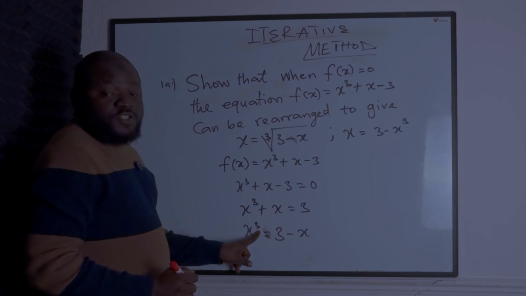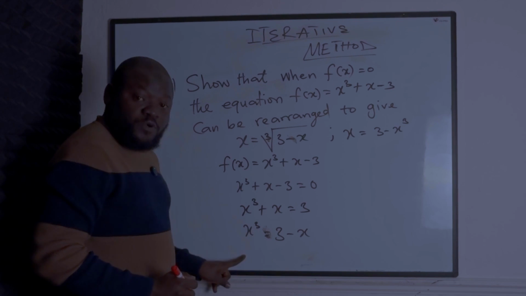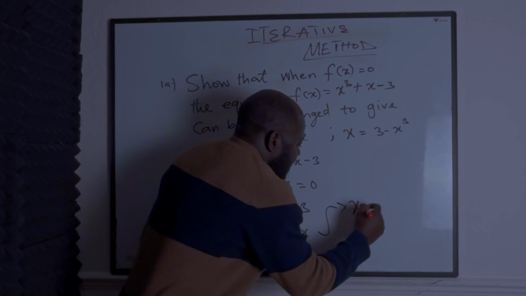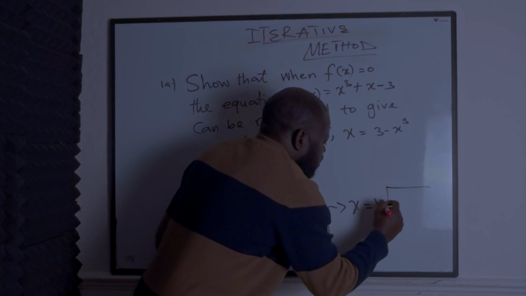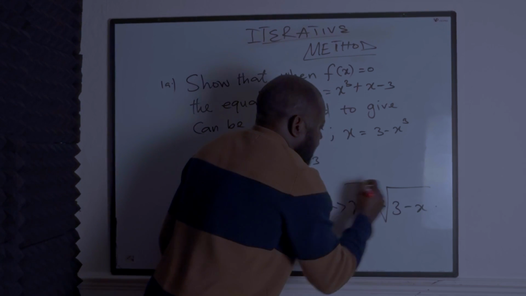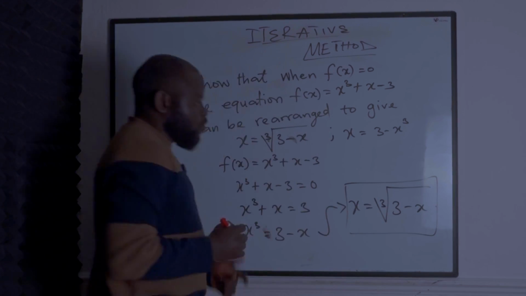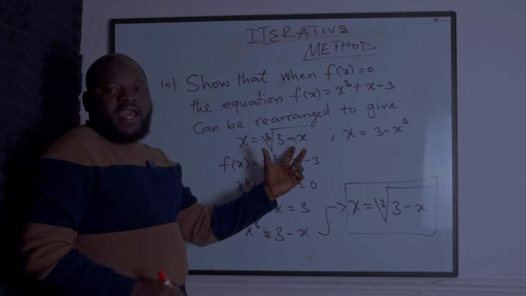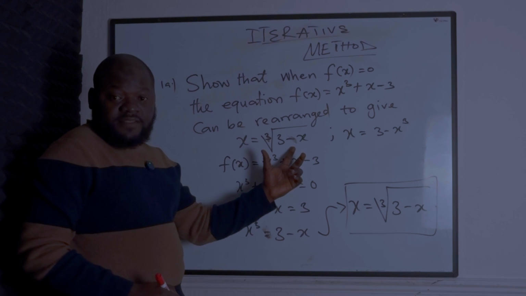This is a cube. For us to remove this cube, we cube root both sides of the equation. Therefore, we have that x equals the cube root of 3 minus x. And we have been able to rearrange this given equation to look exactly like this. Do you get this now?